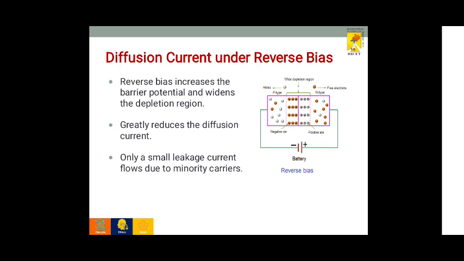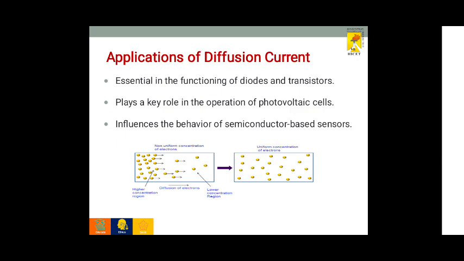Diffusion current under reverse bias. In reverse bias, we know the P side is negative and the N side is positive. The diffusion current reduces, the barrier potential increases, and it hinders the movement of majority carriers. Only a small leakage current flows through the minority carriers.